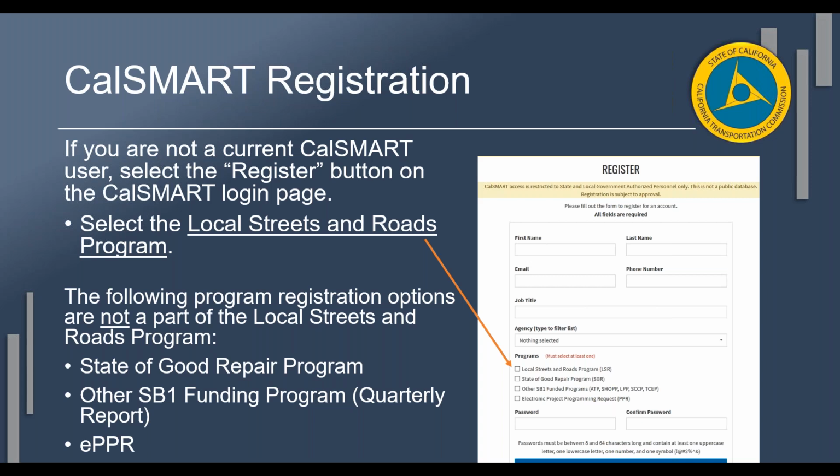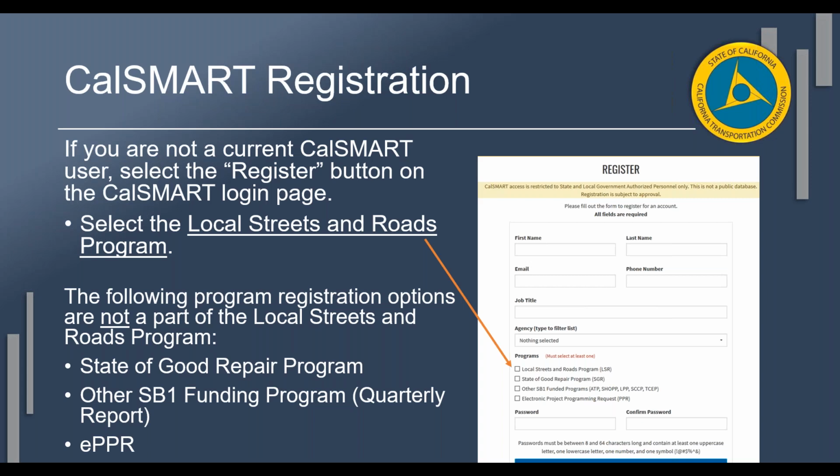If you don't do any of that, don't select any of those. Only select Local Streets and Roads program. Because if you select any of those and you don't do any of that, you are going to get really confused when you start getting emails about reporting that has nothing to do with this program. And you're going to contact us asking us about reporting, and people get really nervous and they're like, oh, we haven't reported on this yet. And it's like, well, you don't have anything to do with that. That's not a program that you are involved with. So just remember that, okay?